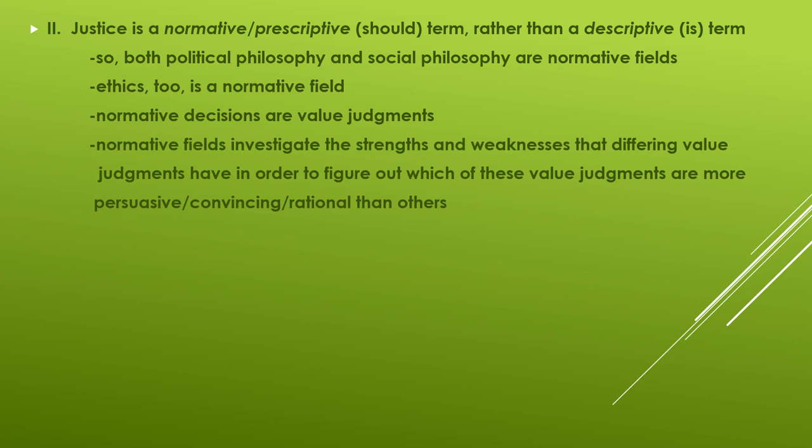And so in normative fields, the way that we compare models is that we investigate the various strengths and weaknesses that those models have, and we figure out which of those models and which of the principles that they're based on are the most persuasive, convincing, or rational. And we look for things like consistency. Does the principle that this model is founded upon contradict itself? Because if it does, then it can be shown to be working at cross purposes.